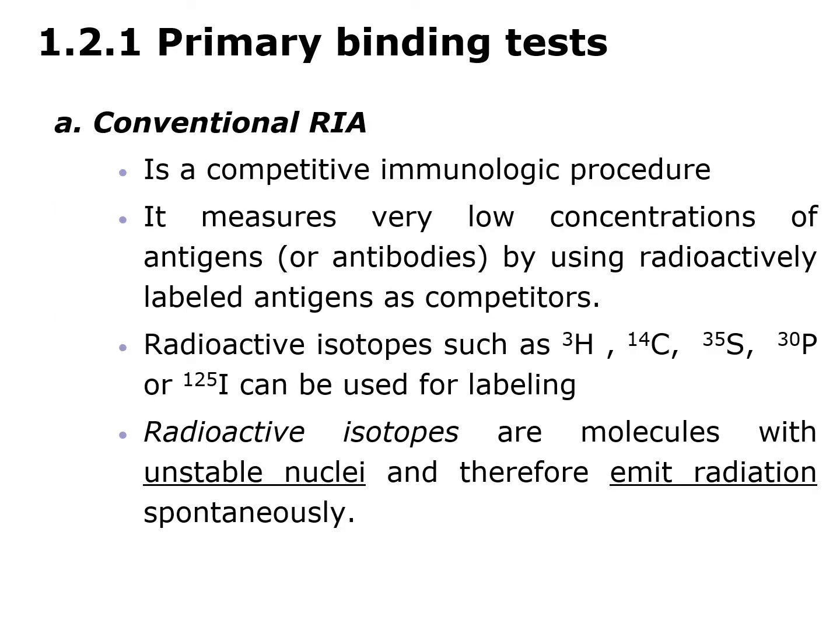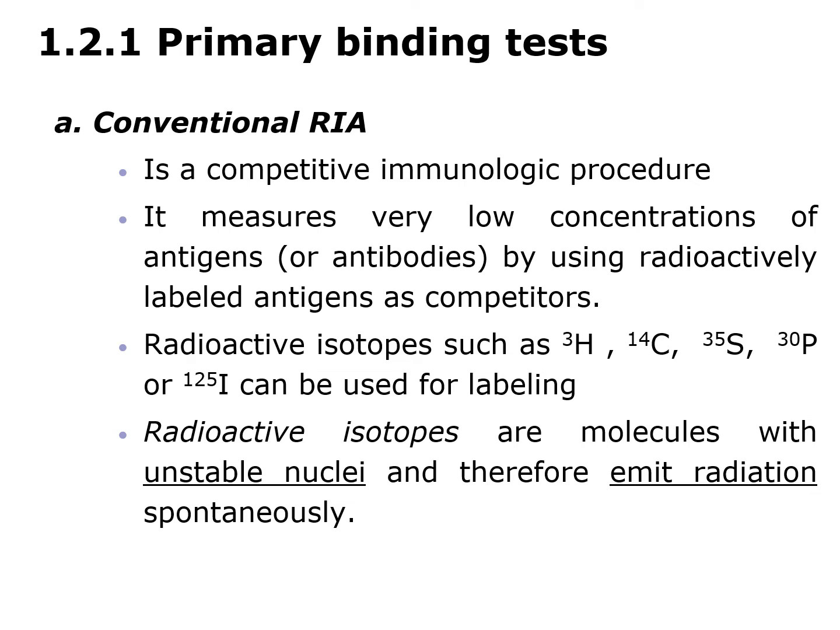The first type of RIA is conventional RIA. So this is traditional. This is a competitive method. We will know why it's called competitive later on. It measures very low concentrations of antigens or antibodies. And when we say it can measure very low concentrations, that means it is sensitive.